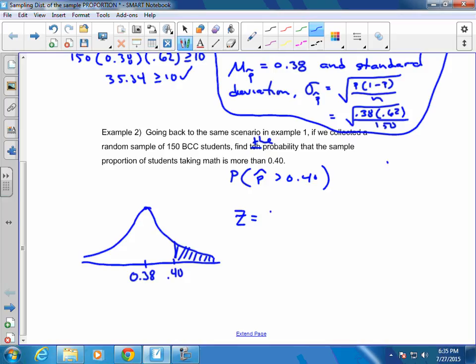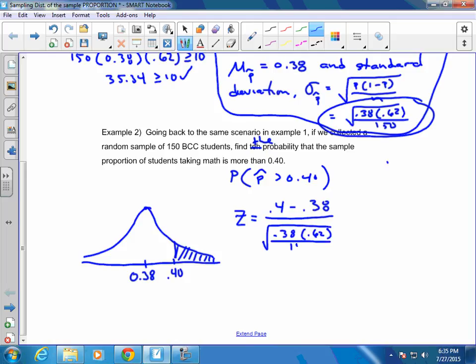Here's where you can leave it up to you. If we do this in exact form, I'm going to have my 0.4 minus my mean of 0.38. At this point, if you want to turn the standard deviation of your sample proportion, this thing up here, into a decimal, go ahead and just show a lot of decimal digits. If you would rather leave it in exact form, that's okay too. Either way, you'll be okay, but if you do turn it into a decimal, show a bunch of digits.